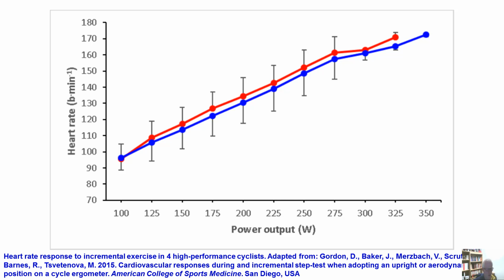So for example, if you look at 125 to 150, the heart rate went from just over 100 to about 110 in both conditions. And if you go from 150 to 175, it went from 110 to just about 120. So we're looking at, in this instance, about 8 to 10 beats increase per increment. So we get this linear-like response to exercise intensity.